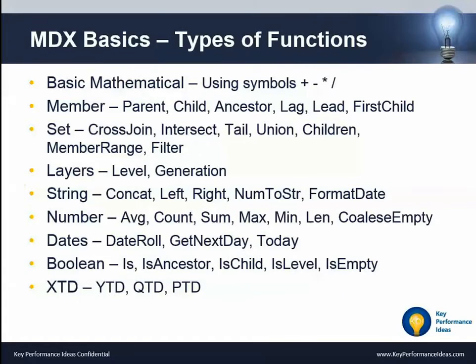So let's talk a little bit about the different types of functions. I'm not going to spend a whole lot of time on this. I'd rather get to some of the code samples at the end. We do have basic mathematical functions where we're using those symbols, your plus, your minus, your multiply, your divide. You have some number functions. Examples are parent, child, ancestor. Our set functions where we can join across our different dimensions or do an intersection within a dimension. We can look at the children. We can look at member ranges. We can filter that data. Layers refers to our levels and our generations.